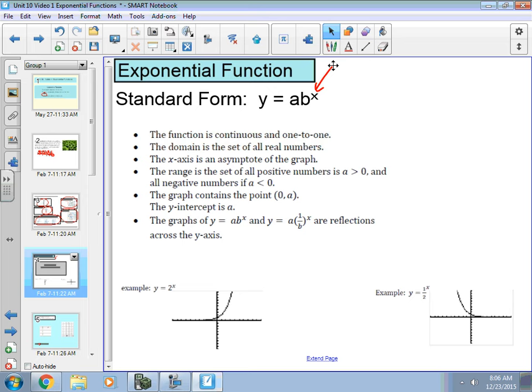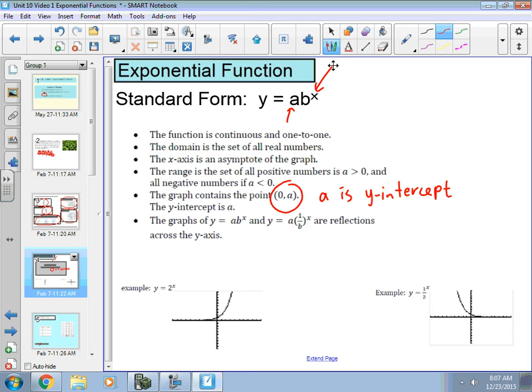You can't get a negative number when the first value here, a, is bigger than 0. Now, if a is a negative number, then all your y's will end up being negative. Okay, the graph's going to contain this point. Whatever a is, that's going to be your y-intercept. Okay, so in this equation, whatever a is, that's your y-intercept. That's where your graph is going to start.